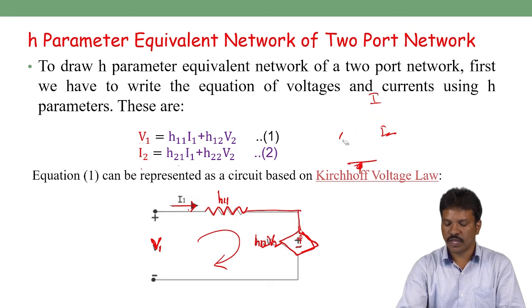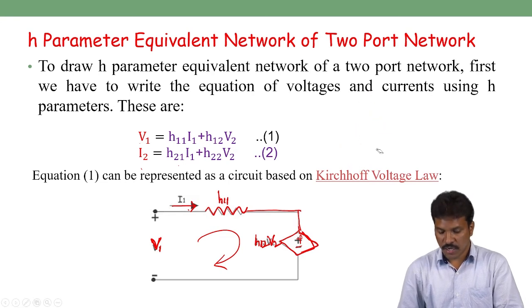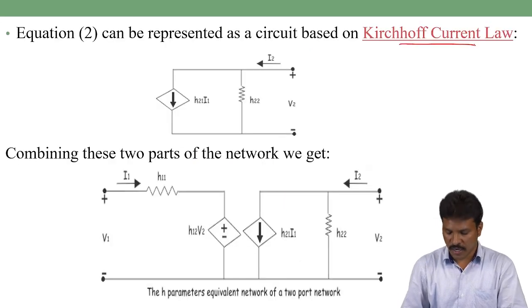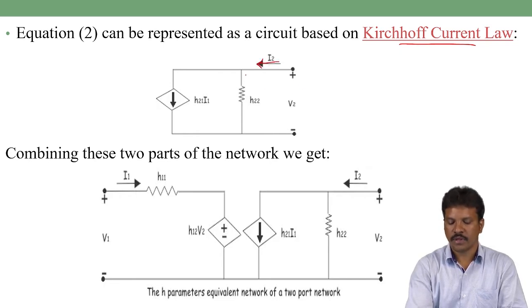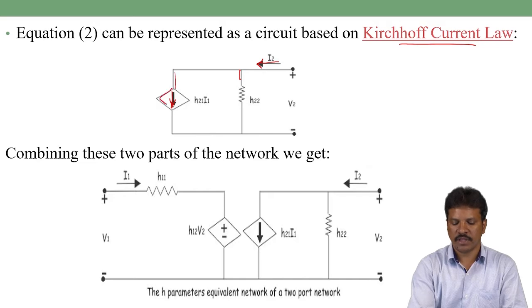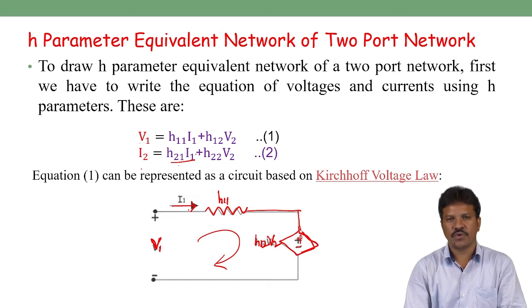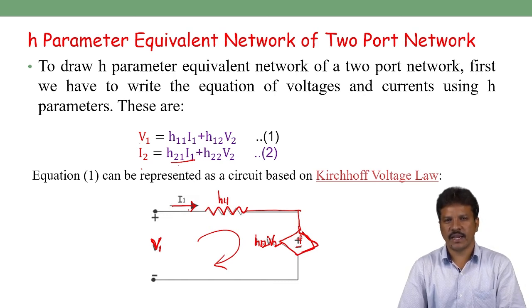Similarly here, equation 2 can be represented based on Kirchhoff current law. The current I2 flows through the resistor in parallel with the current source. That current source is represented by H21 I1, where H21 is the current gain with no units, multiplied by I1. It is simply a dependent current source.